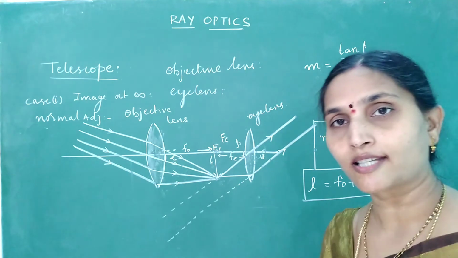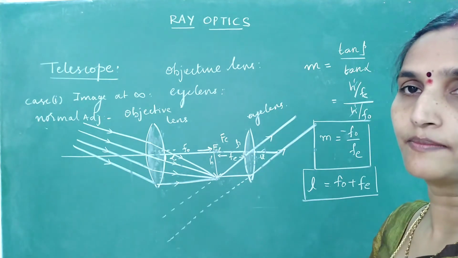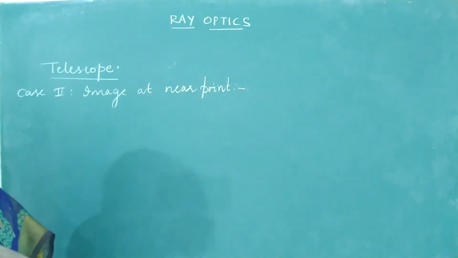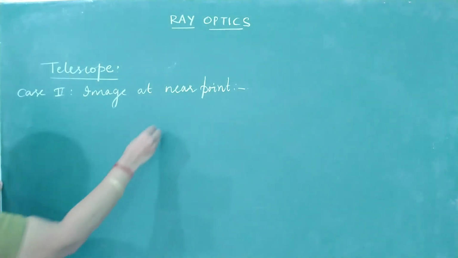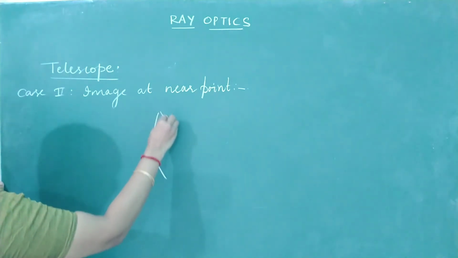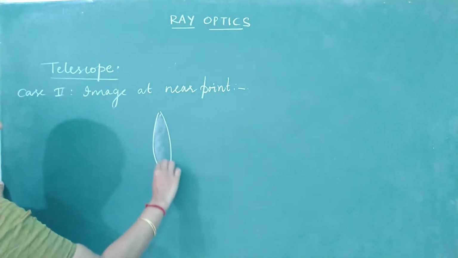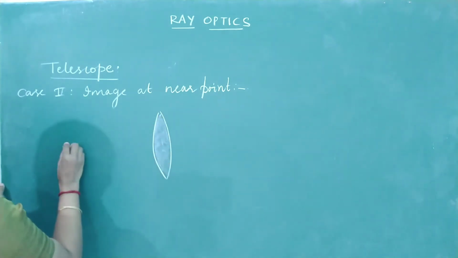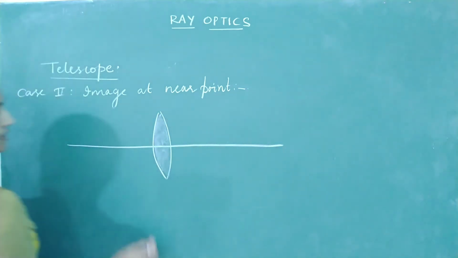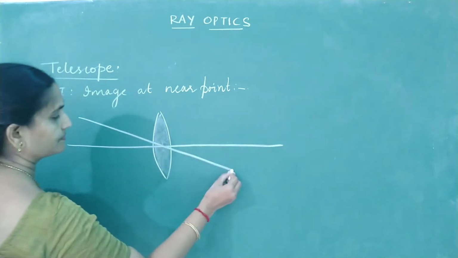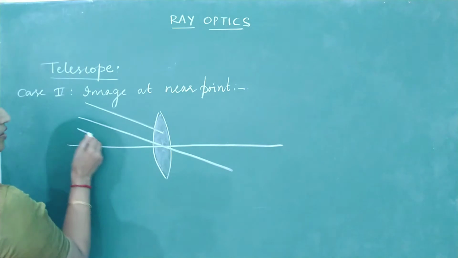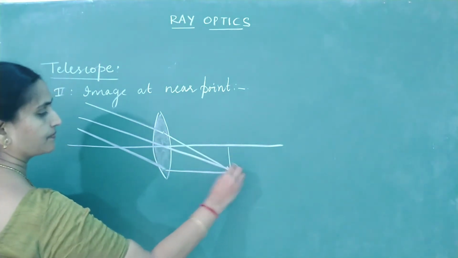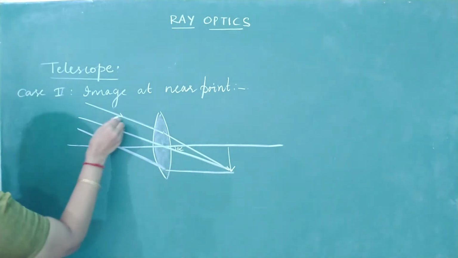Now let's look into the second case when image is at near point. The second case of a telescope, when image is at near point. Again we will be making use of two lenses. The first lens, objective lens, which is of large aperture, so that we get enough light from the distant object and a bright image is formed. So rays coming from infinity will come and converge at focus of objective lens. This is subtending an angle alpha.